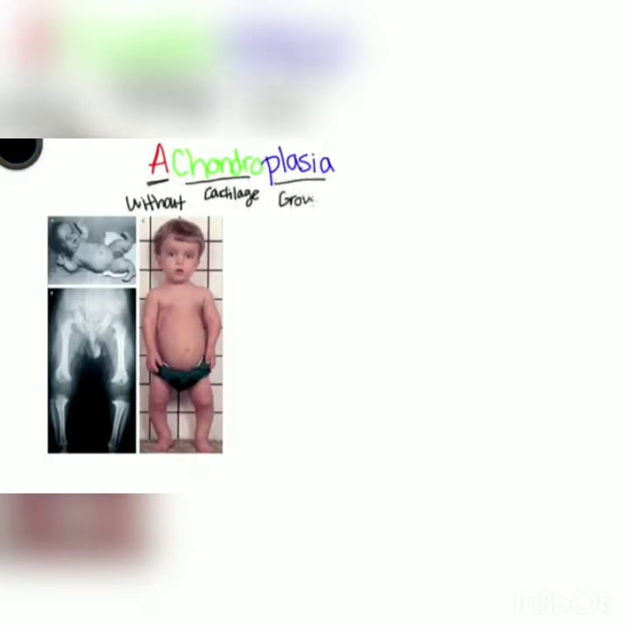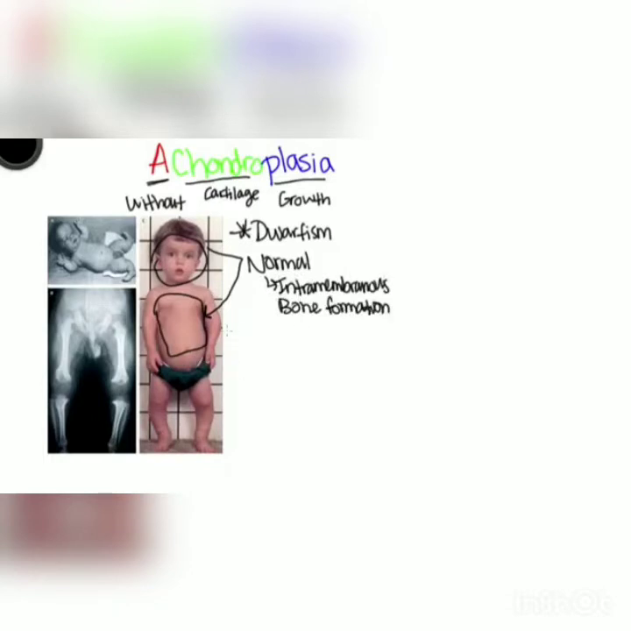Achondroplasia. What is achondroplasia? A means without, chondro refers to cartilage, and plasia means growth. So this is basically impaired cartilage growth or proliferation. This is a common cause of dwarfism. And as you may notice from this picture, these individuals have a normal head and a normal trunk. And the reason that this occurs is, if you may recall from embryology, there are two types of bone formation. Intramembranous bone formation, this is not affected.